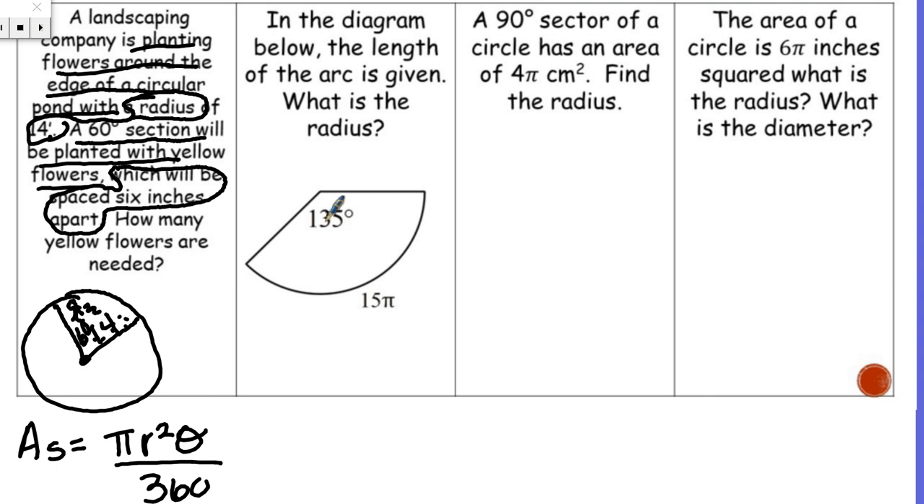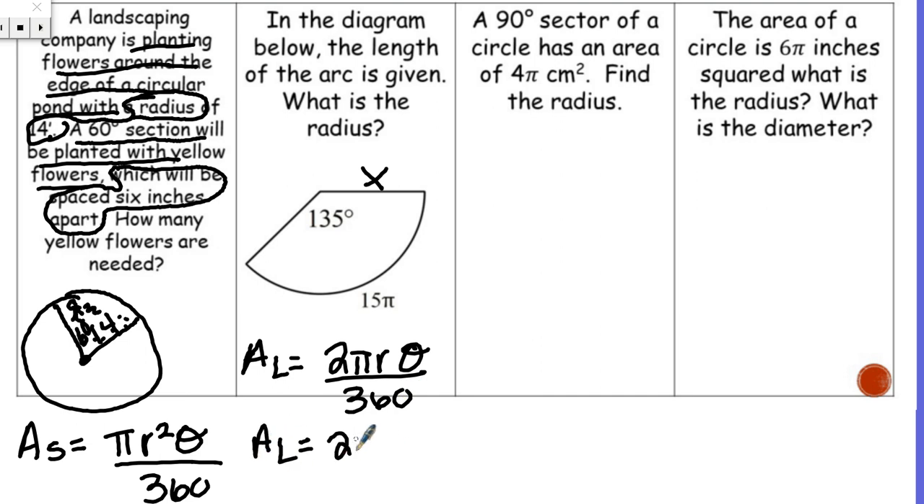Okay. The next one says in the diagram below, the length of the arc is given. What is the radius? So we want to find this part. We're going to use the arc length formula. Arc length equals 2 pi r theta over 360. So arc length equals 2 pi x 135 over 360, and we already know that the arc length is 15 pi.